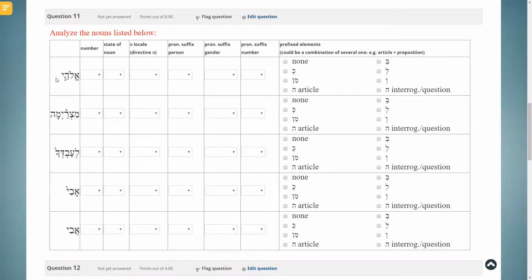In the noun section, we have the same game. You define the number of the noun, you define the state of the noun, you define whether there's a locative he or directive he present. For example, here we have a directive he, so you would say it's present. Then you define whether you have pronominal suffixes involved, person, number, gender needs to be identified, and then again you also identify whether there are prefixed elements that you should be aware of. Here with Mitzrayma, there's none.